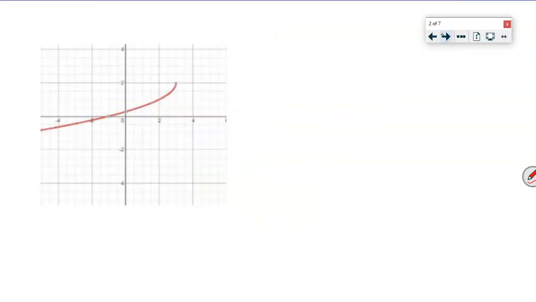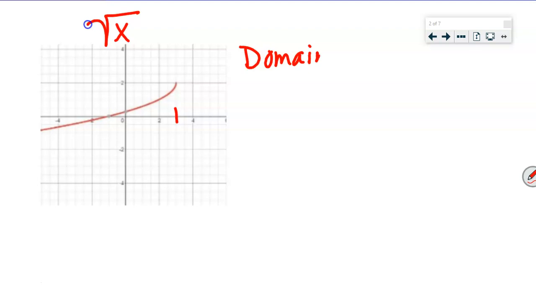So our next one is a square root graph. On this one, again, we're going to talk about our domain and range. Our domain, remember, is our x values. Do you notice that our x values start right there? So when we're talking about our domain this time, our domain is going to be x is less than or equal to 3, because that's 3 right there.